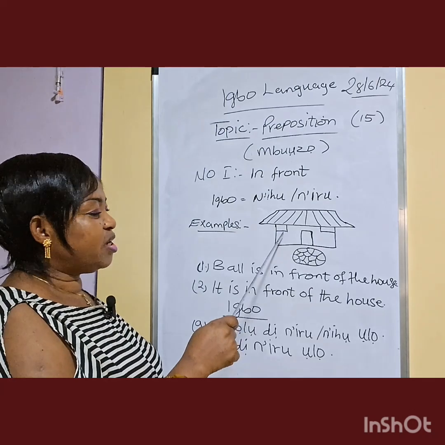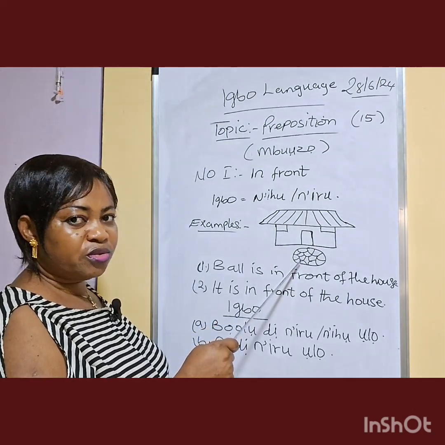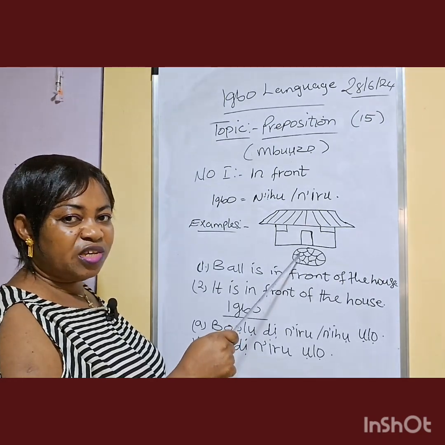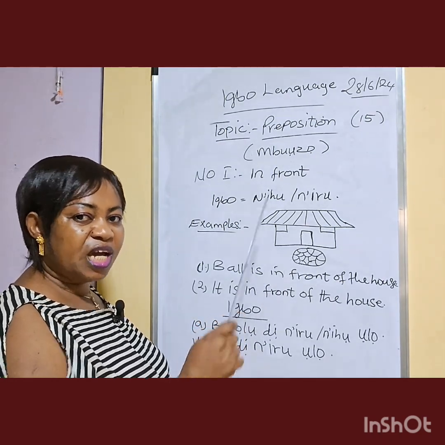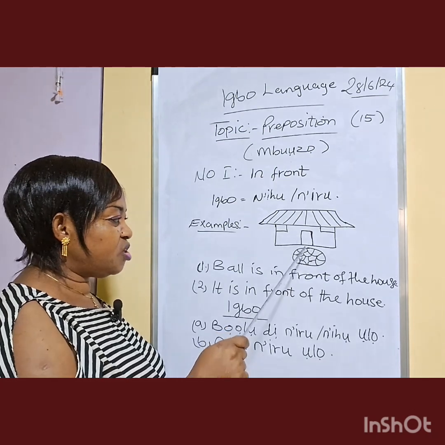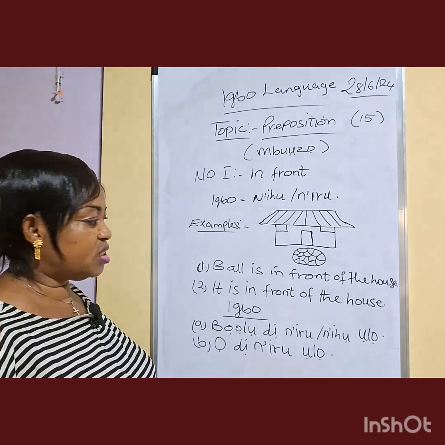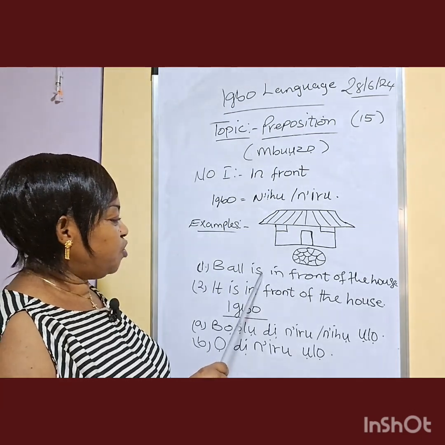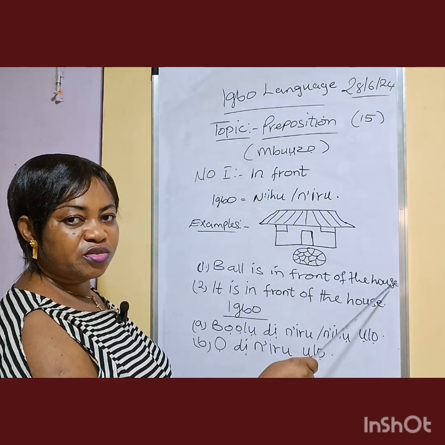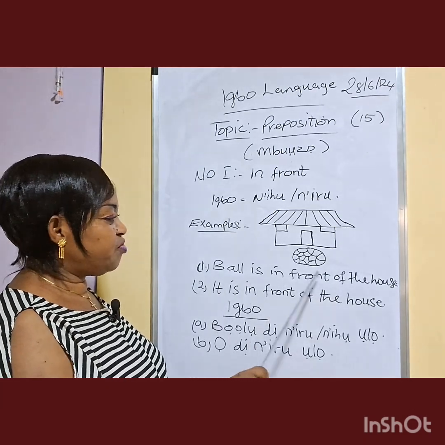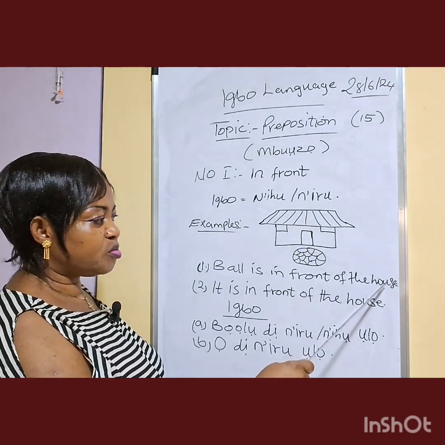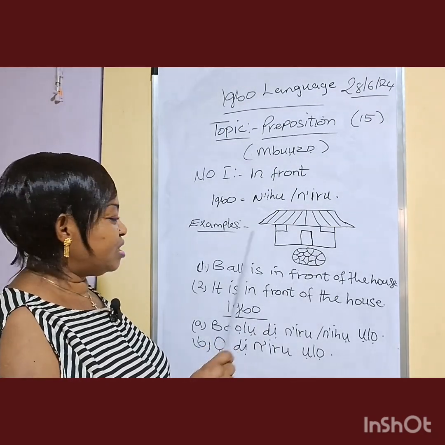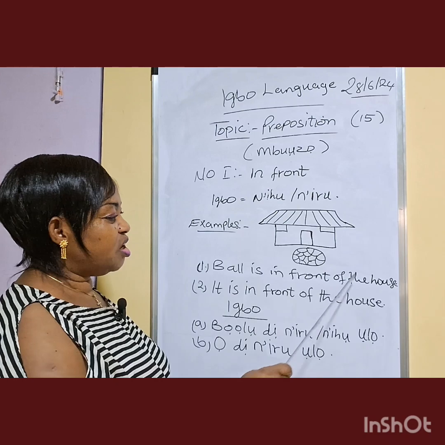Examples: look at this house and this ball. You can find out that this ball is in front of the house. Let's see the sentence. Ball is in front of the house. If I ask you now, class, where is this ball? You will say that ball is in front of the house.